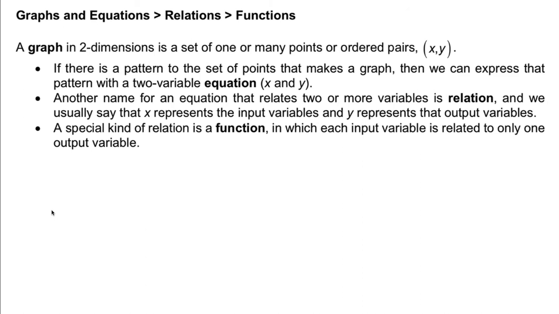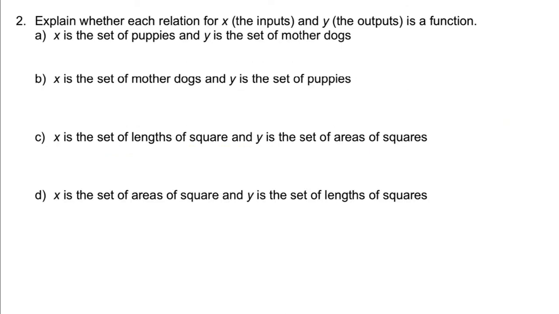We are going to look at graphs in the xy plane in 2 dimensions, and in particular, a graph is a relationship between the x and the y variables. Now, a special kind of a relationship or relation is a function, where each input variable is related to only one output. Let's use the definition of a function to see if each relationship between the input x and the output y is a function.